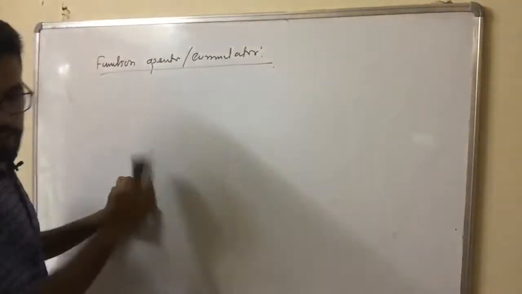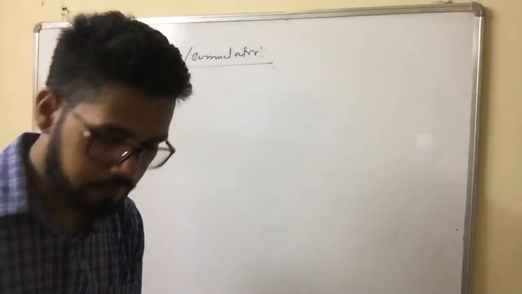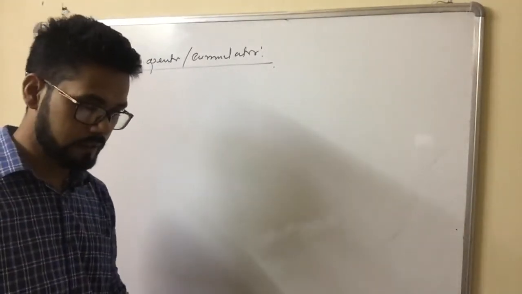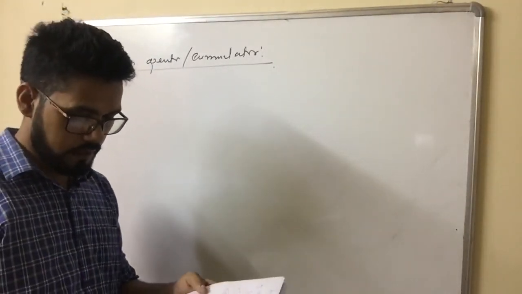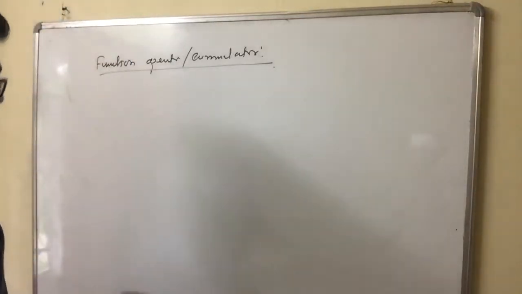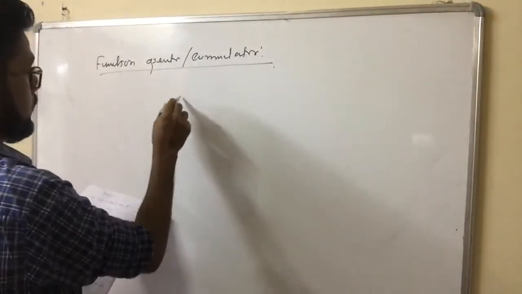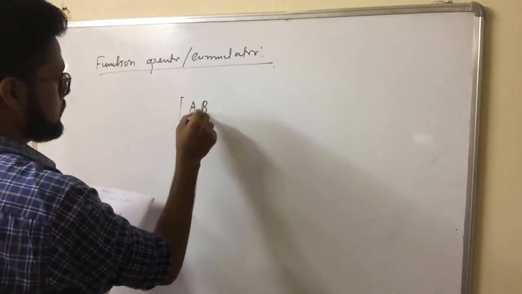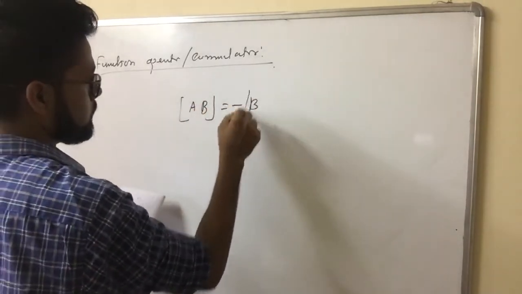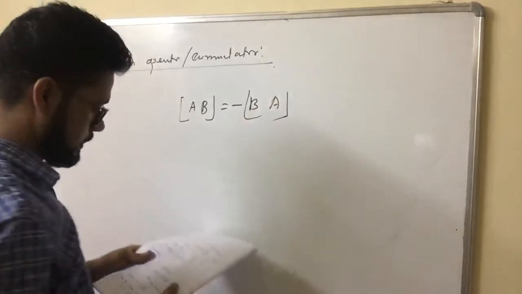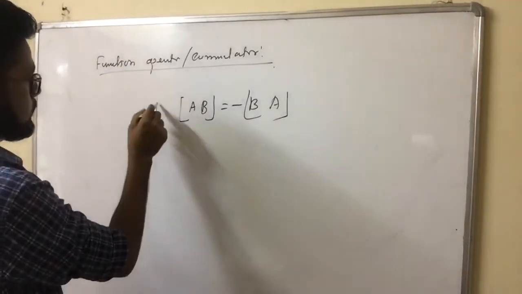This question was asked in a NET exam. I am giving it so that you can understand. And another example I am telling you. Another operator property: the commutator [A, B] equals minus [B, A]. This is the principle, reverse order, minus. And this is the third.